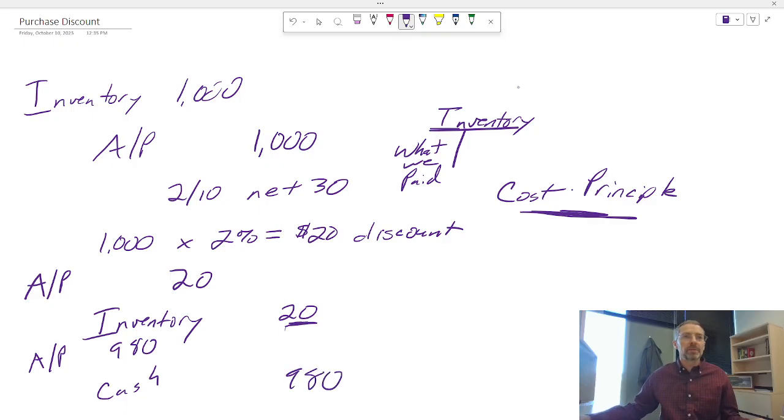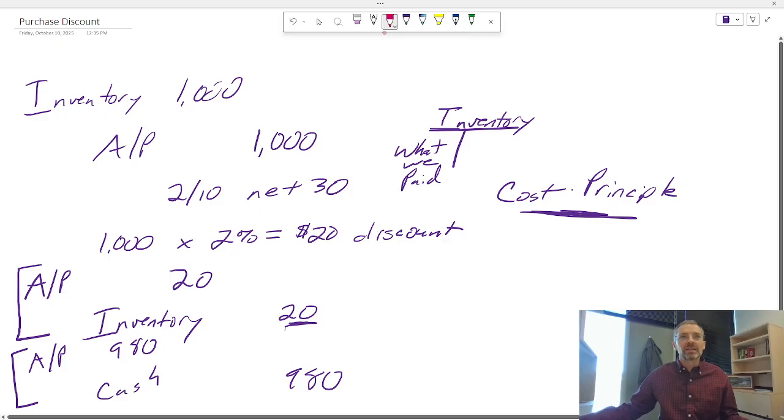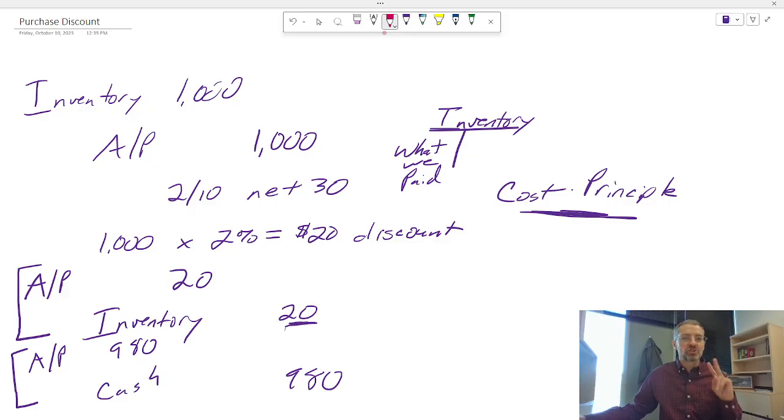All right, hopefully that makes sense. Right now I have it in two parts. The first part is I am going to update my accounts payable and my inventory for the discount. So I debit accounts payable for the 20 and credit inventory for the 20 to update what I actually am paying and what I actually owe. And then I will pay off the accounts payable. If you're doing your homework though, your homework is not going to like this because it wants it all in one journal entry instead of two.